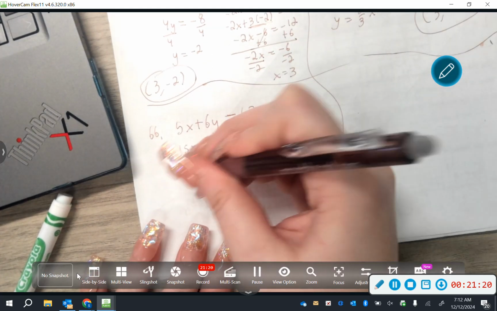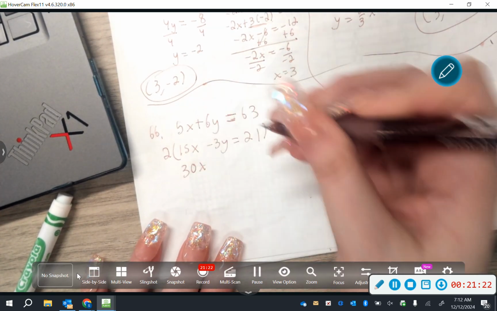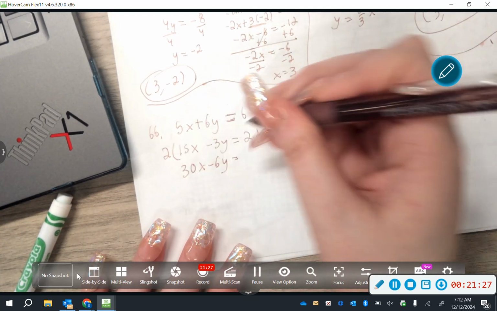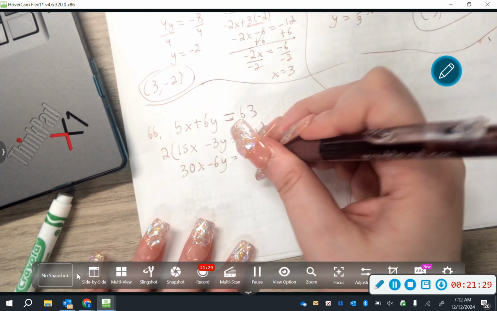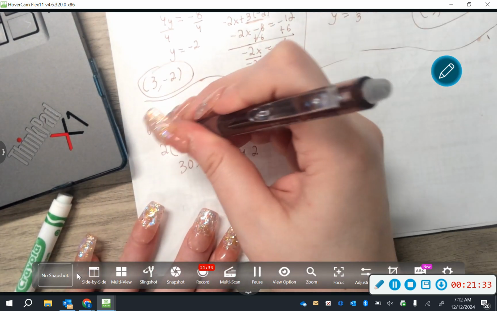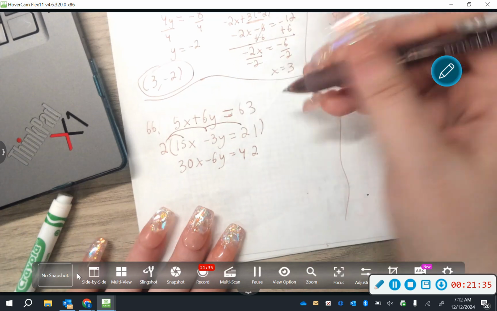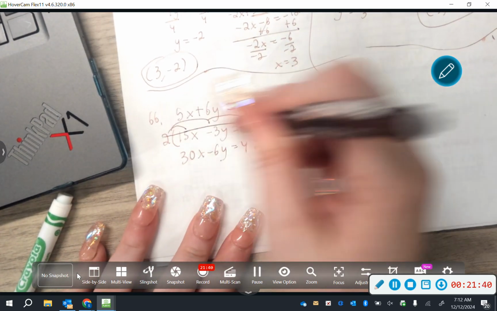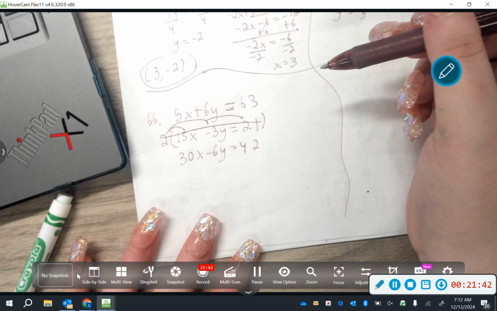2 times 15 is 30x. 2 times negative 3y is negative 6y. 2 times negative 21 is negative 42. Make sure you multiply it by everything. The biggest mistake a lot of people were making was not multiplying it by the last part as well. Cross it out, I don't need that anymore.